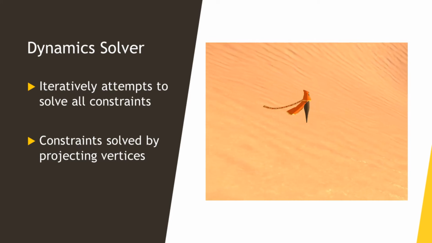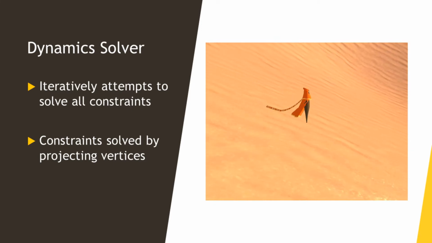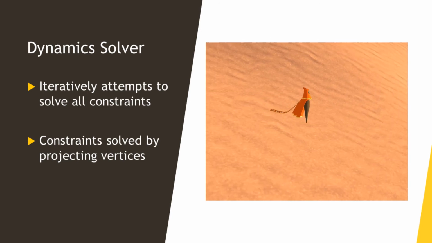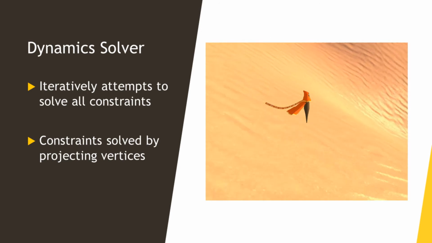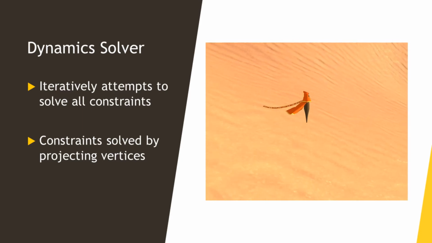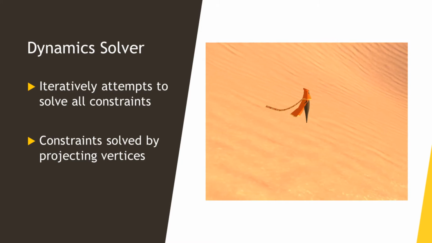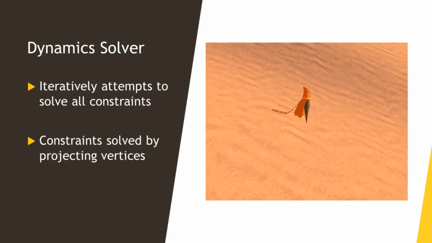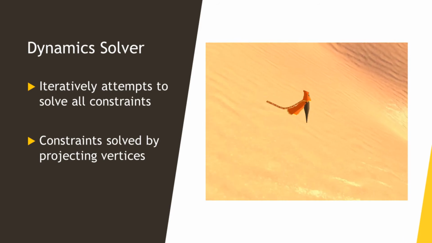If after dealing with all the constraints not all of them are satisfied, then another pass needs to be done over all the constraints. This process continues until either all the constraints are satisfied or until a user-defined maximum number of iterations has been reached. In our program, we have found a maximum number of 10 iterations to provide accurate results at low computation cost.